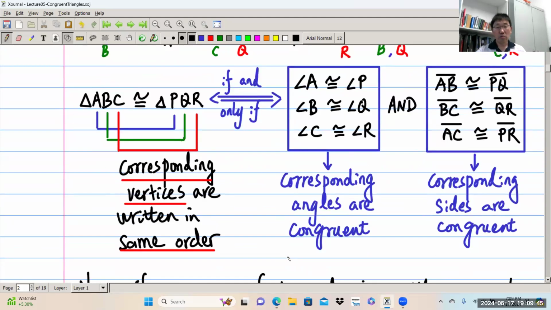So in short, you can see it this way. If two triangles are congruent, then corresponding angles of these two triangles are congruent, and the corresponding sides of these two triangles are congruent.